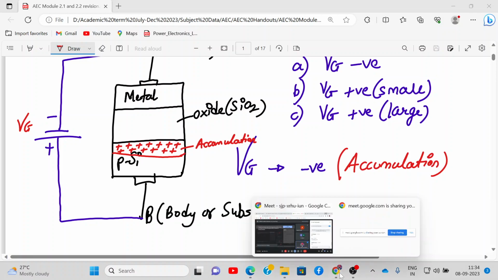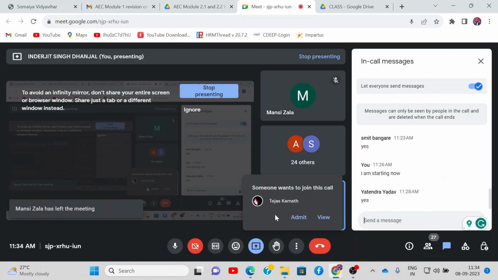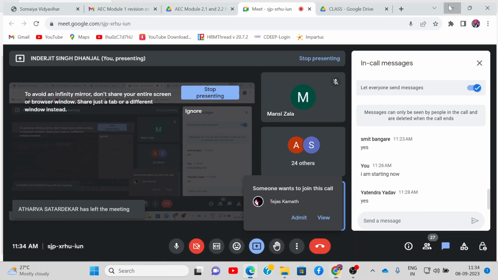Okay, let me check who wants to join the meeting. Please join the meeting via your Somaya email ID. So please inform Tejas to join via Somaya email ID.